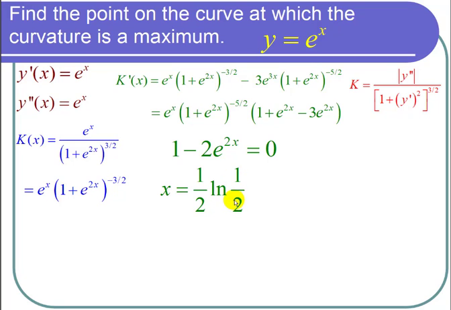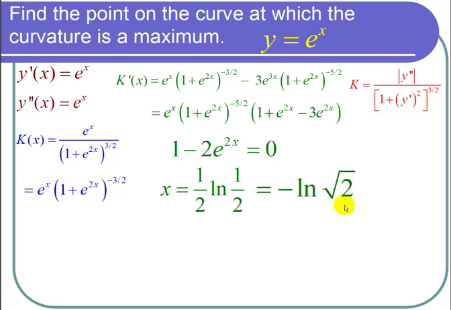I can simplify that. Natural log of a half is the same as negative natural log of 2, because 1/2 is 2 to the negative 1. And then I can pull this 1/2 as an exponent, and 2 to the 1/2 is the same as root 2. So I can say this is negative the natural log of root 2.